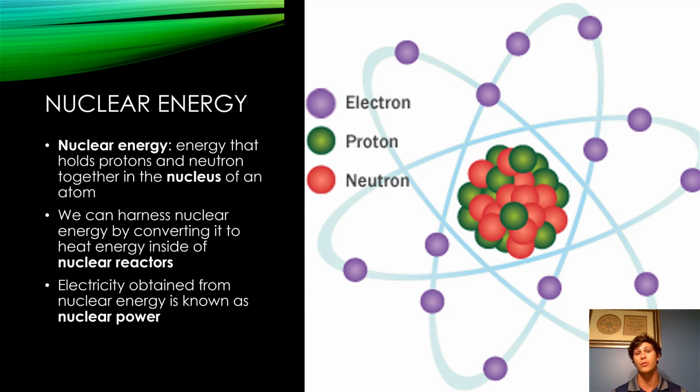Now, we can harness nuclear energy by converting it into thermal energy or heat energy inside a mechanism known as a nuclear reactor. Basically, the electricity obtained from nuclear reactors as a result of burning nuclear energy is known as nuclear power. But let's get into a little bit more of the specifics behind nuclear energy and how it works.